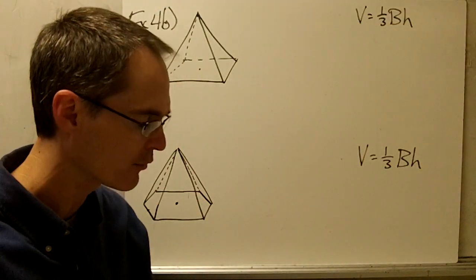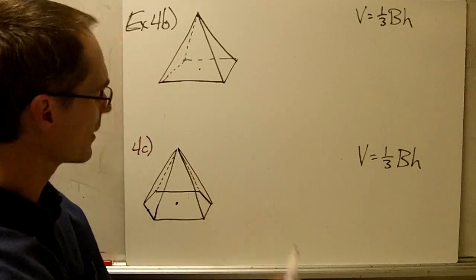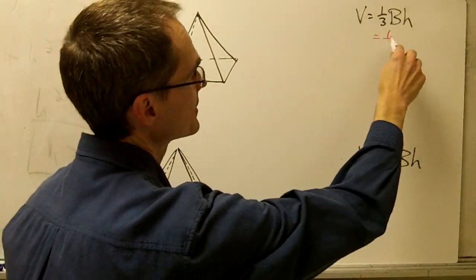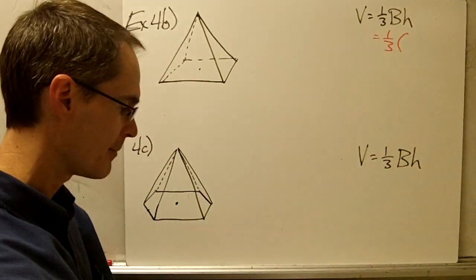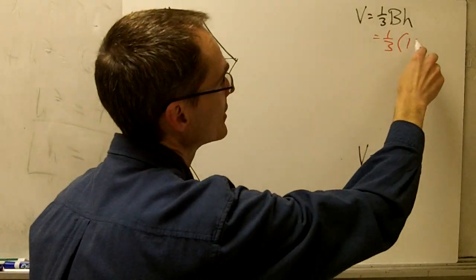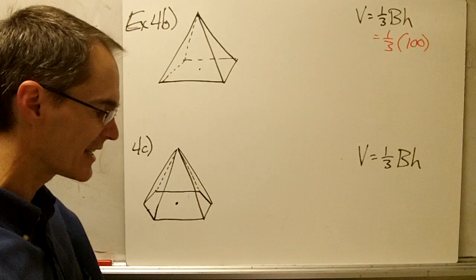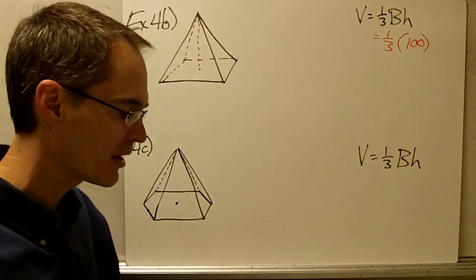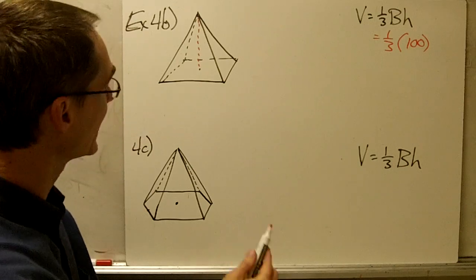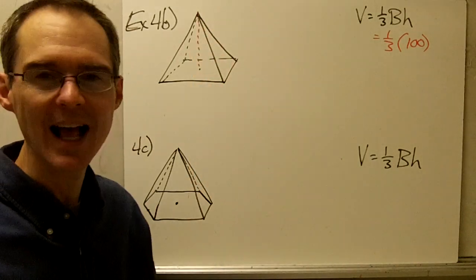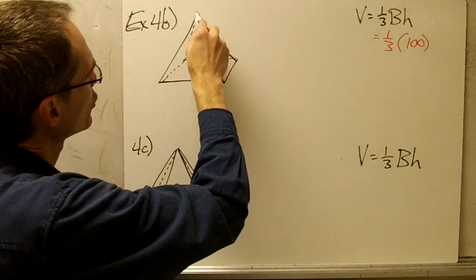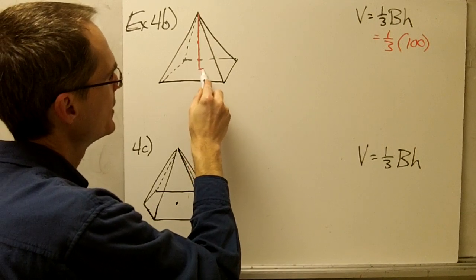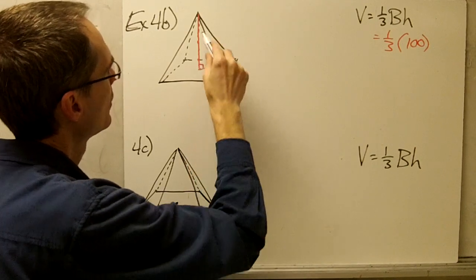Example 4B. Now, example 4B, I've got another square pyramid, and I also already know the value of my base area because I calculated it back in example number 1. So my base area is 100. But notice I don't have the value for the height of my pyramid. Well, it turns out that I can figure out this value, but in order to do that, I need to be able to see that there's a particular right triangle in here that's going to help me, and that is this right triangle right here.